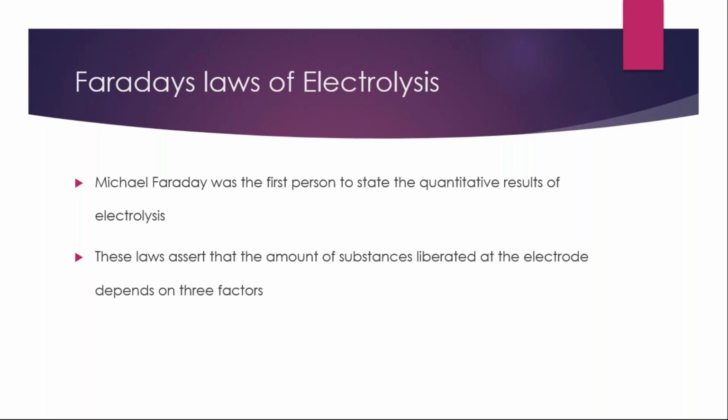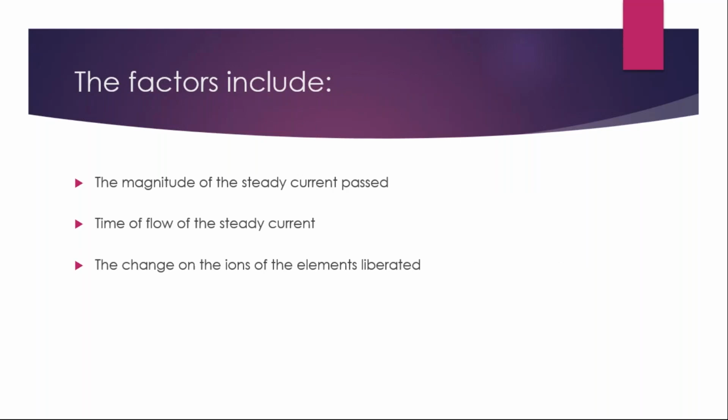Now, these laws assert that the amount of substance liberated at the electrode depends on three factors. According to Faraday, the amount of substance that will be liberated at the electrodes, whether the cathode or the anode, depends on three factors. These three factors are: the magnitude of the steady current passed, so what's the magnitude of the current passed? What's the time of flow of this steady current? And what charge will the ions have on the element liberated? The charge on the ions of the element liberated.